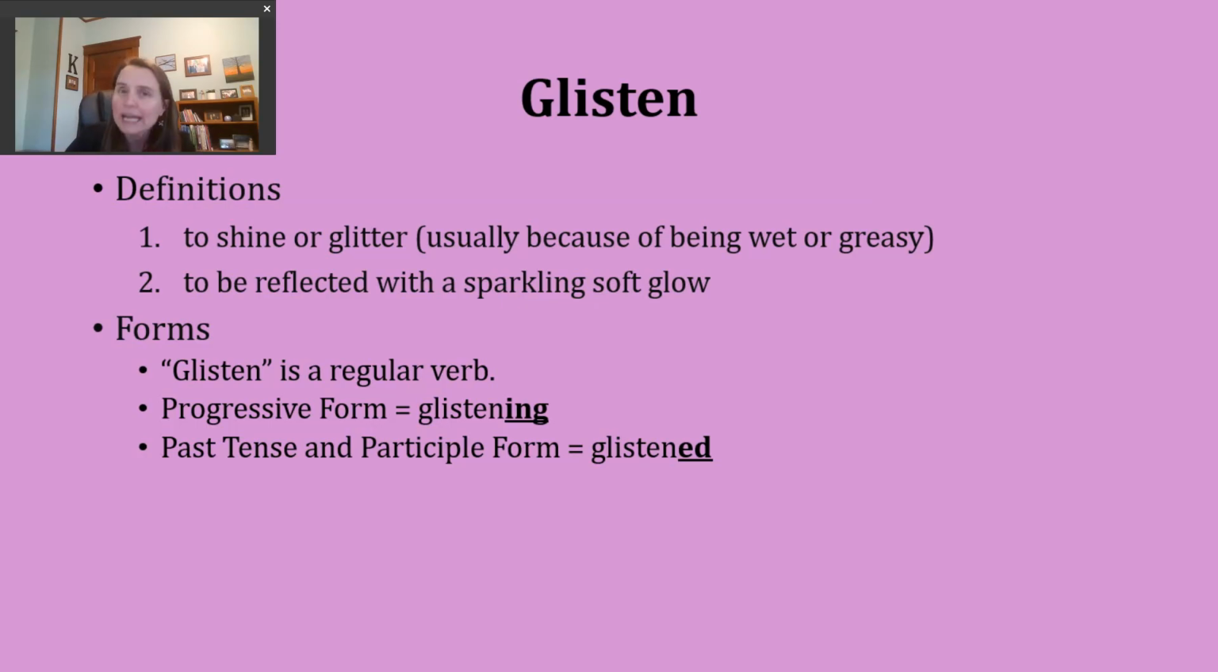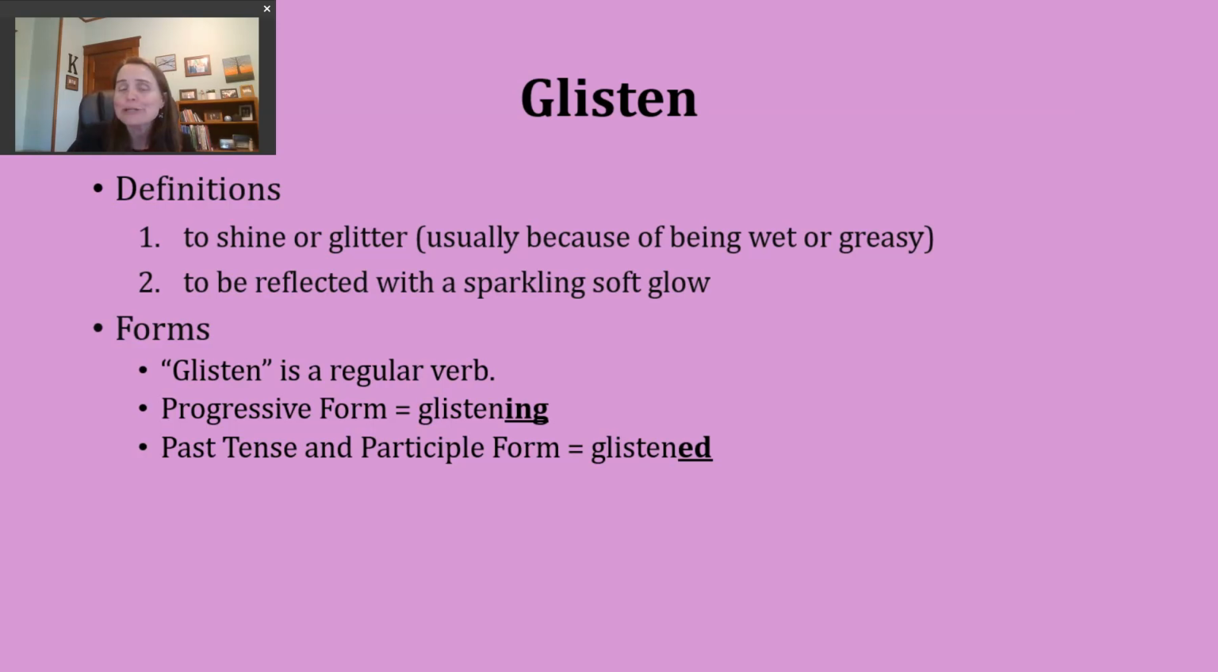Now, a second related way you might encounter the verb glisten means to be reflected with a sparkling and soft glow. Again, kind of similar here. The second definition doesn't have that wet or greasy meaning to it, but again, we kind of imagine light hitting a particular object and causing either a sparkling or a shine to occur.